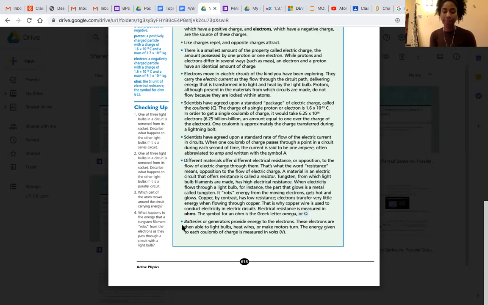And last thing, the source. Everything has to have a source of where we are getting energy from. In this case, we're talking about batteries, okay? Batteries and generators are what give the energy, okay? So the coulombs come and get the energy from the source, right? And that energy is called a volt, okay? So that is why when you are reading something and it says a 9-volt battery, that is how much energy it is going to give a coulomb of charge. Each coulomb of charge will come to that 9-volt battery and get 9 volts of energy to then go give the light bulb.